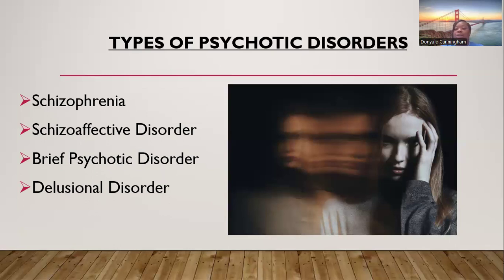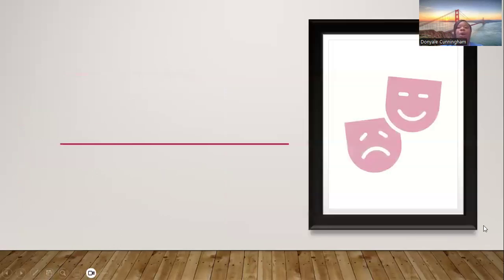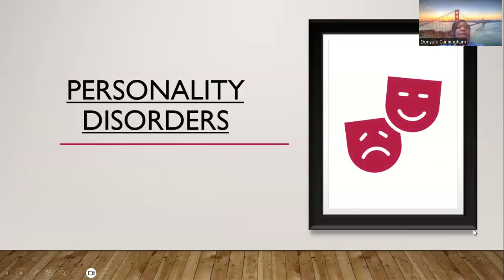And then delusional disorder is characterized by persistent, often elaborate delusions that may involve themes of persecution, grandeur, or jealousy. Functioning is relatively normal, apart from this delusion. And so these are just some of the types of psychotic disorders. And so in our next slides, we are going to talk about personality disorders.